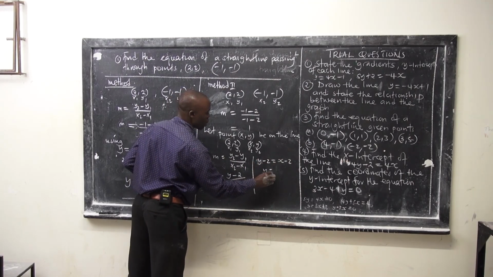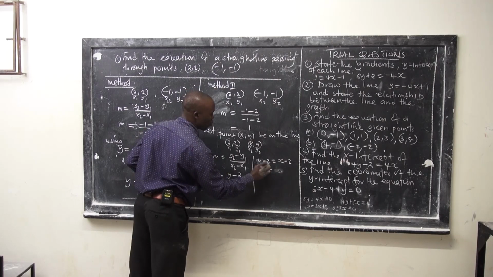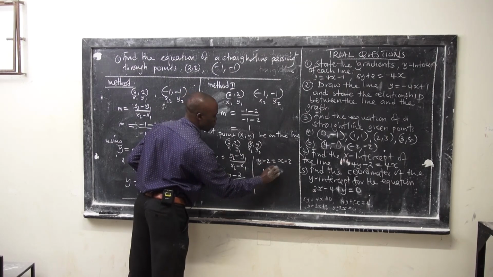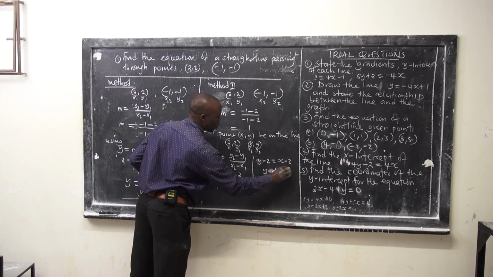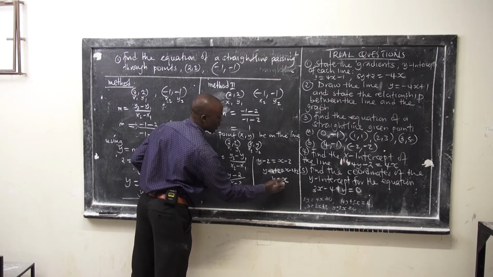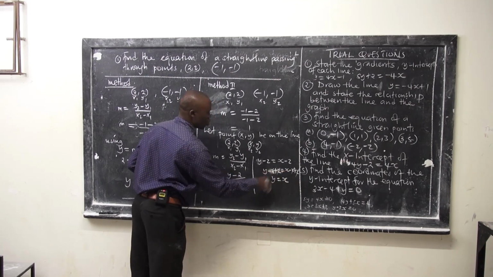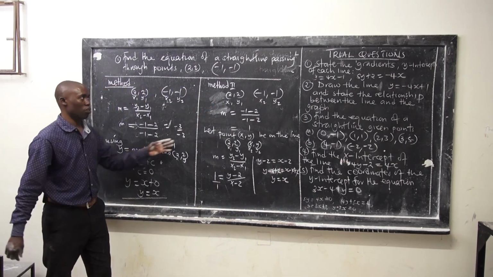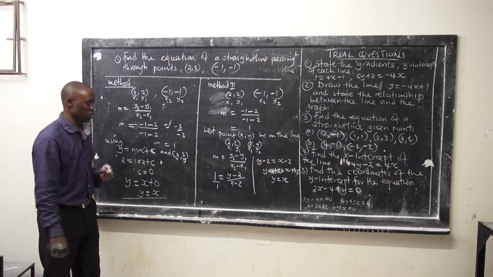By calculation, we add 2 on both sides: y minus 2 plus 2 is equal to x minus 2 plus 2, yielding us y is equal to x. This passes through 0, 0. So these are the two methods of finding the equation of a straight line.